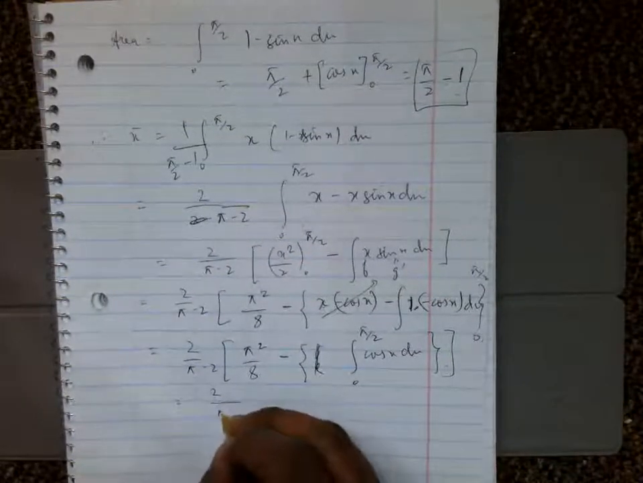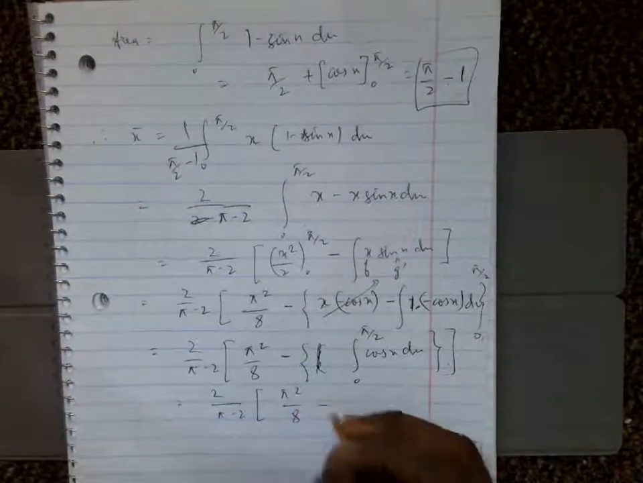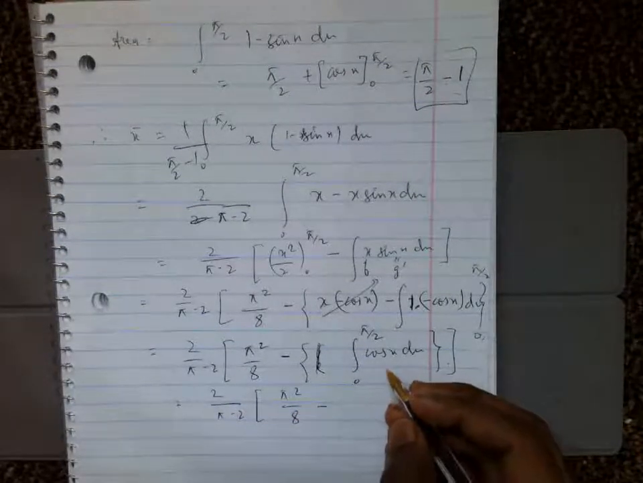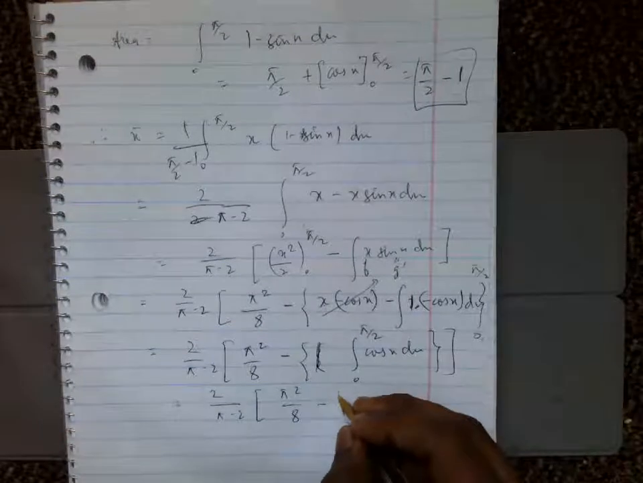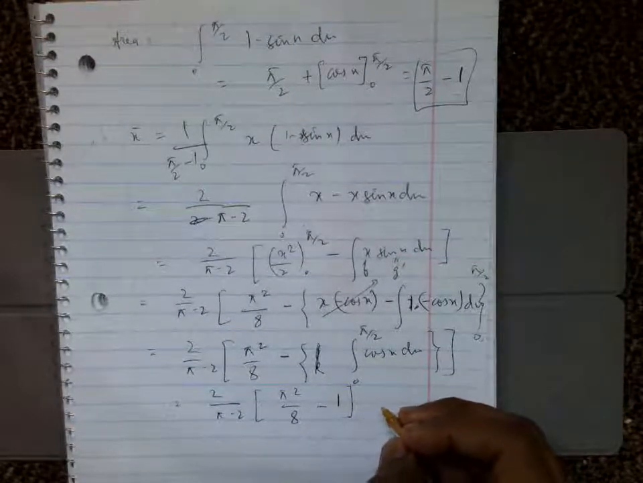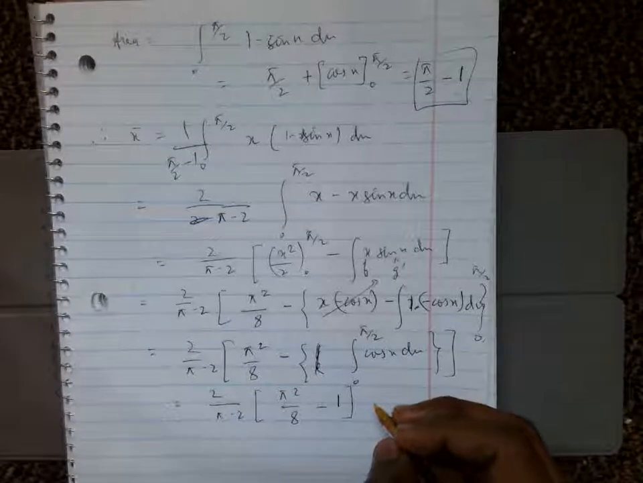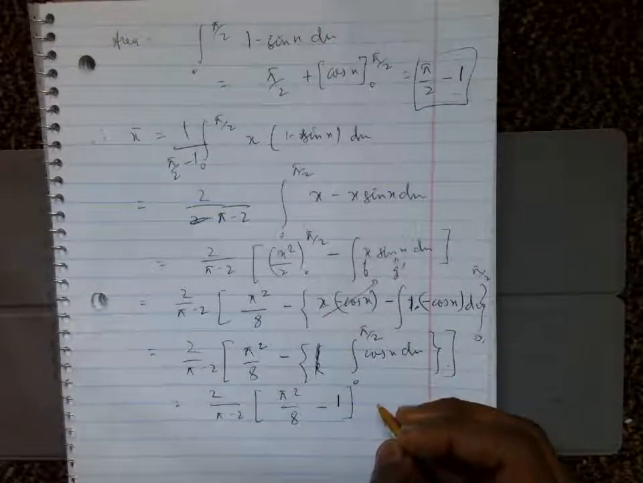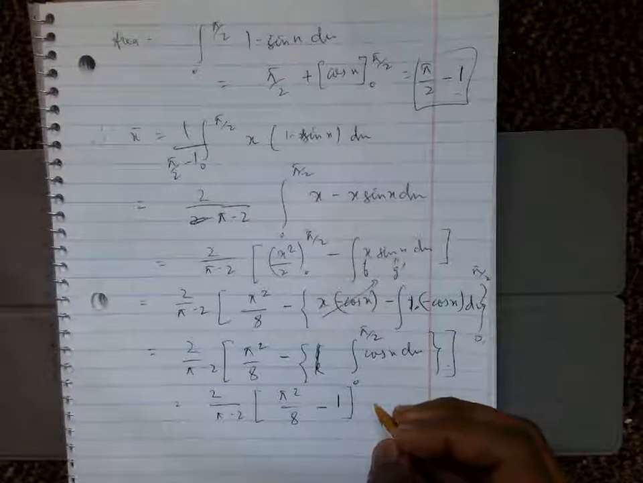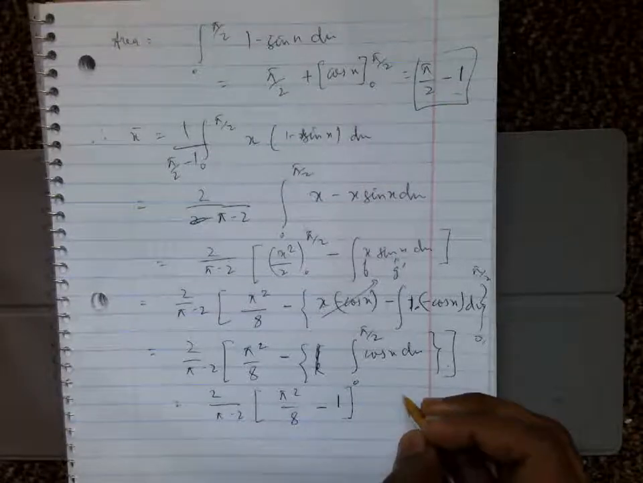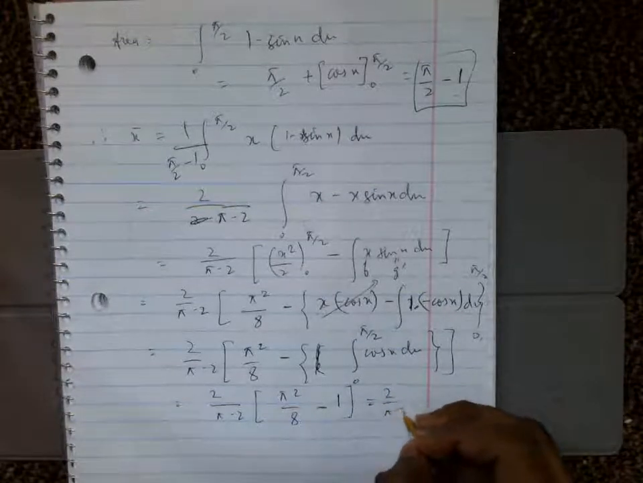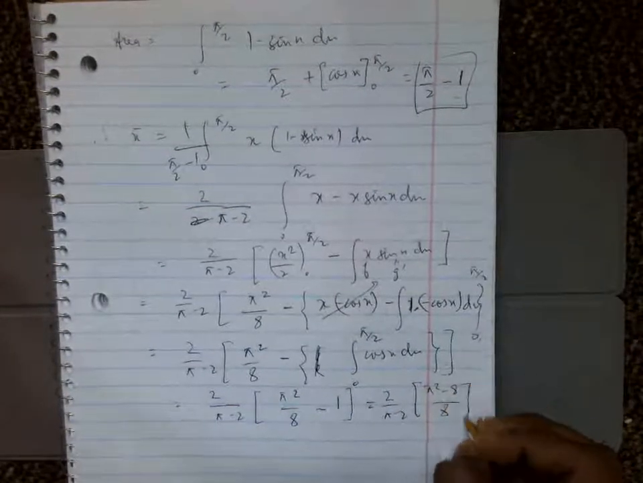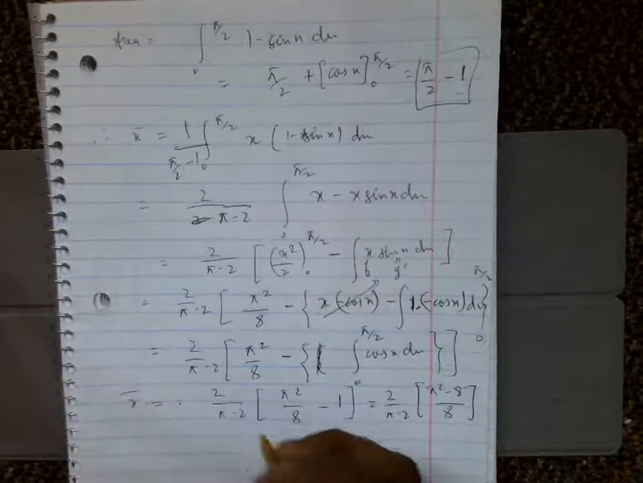So this is equal to 2 by pi minus 2 times pi square by 8 minus the integration of cos x, which is sin x, and sin pi by 2 is 1. So we have this here. So we have 2 by pi minus 2 times pi square minus 8 by 8. So this is the x coordinate of the center of mass.